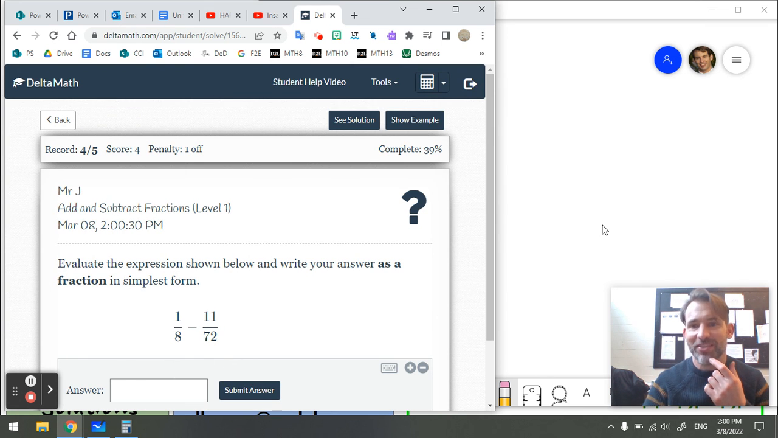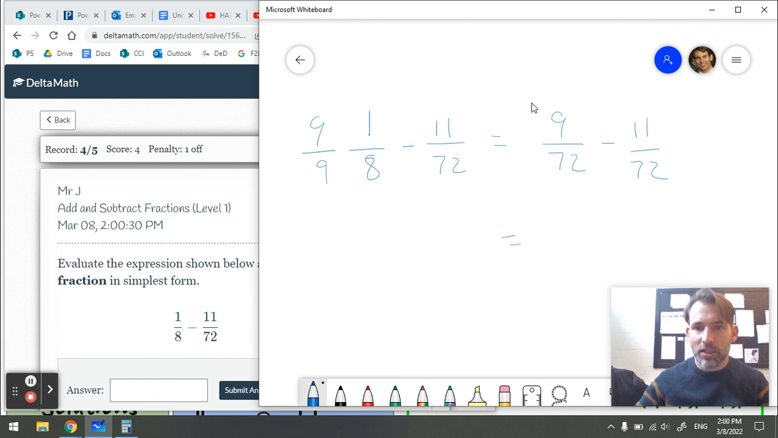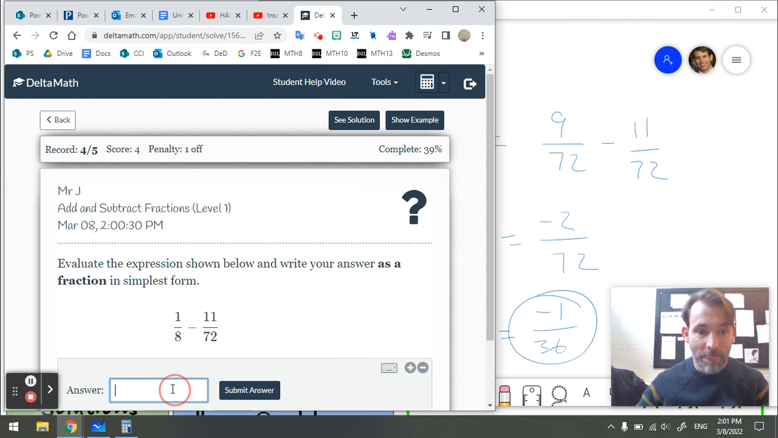1/8 minus 11 72nds. Great, I love this question. This is so beautiful. All right, so first get a pen. 1 over 8 minus 11 over 72 equals, well, I can multiply this top and bottom by 9, and that creates a common factor. So this is 9 over 72 minus 11 over 72. Did you notice that this is negative 2 over 72? Take out the factor 2 from both of these. Negative 1 over 36 is the same.